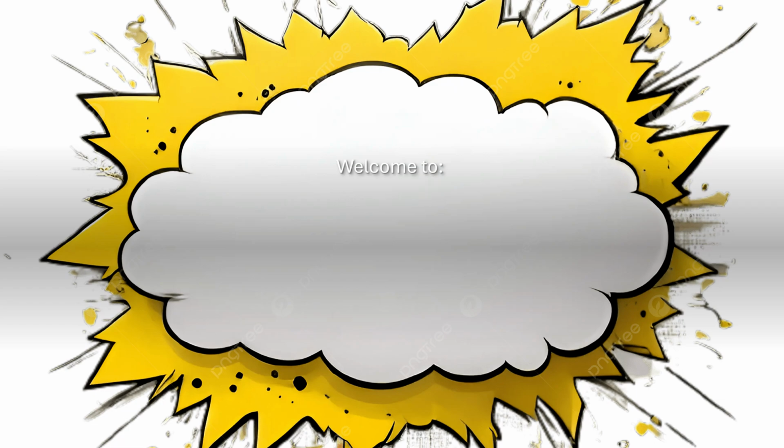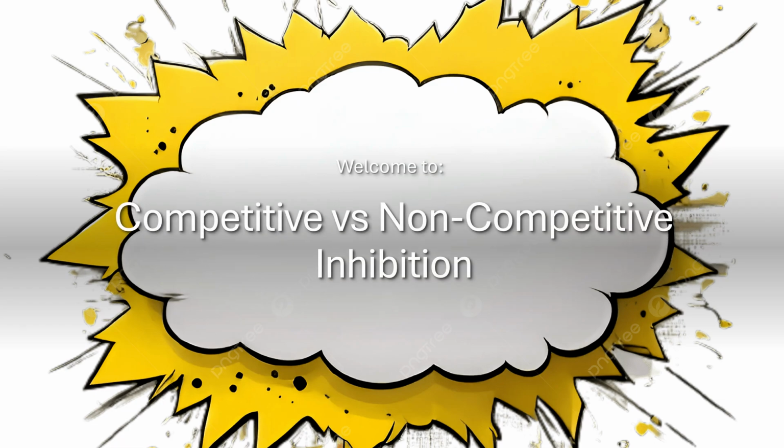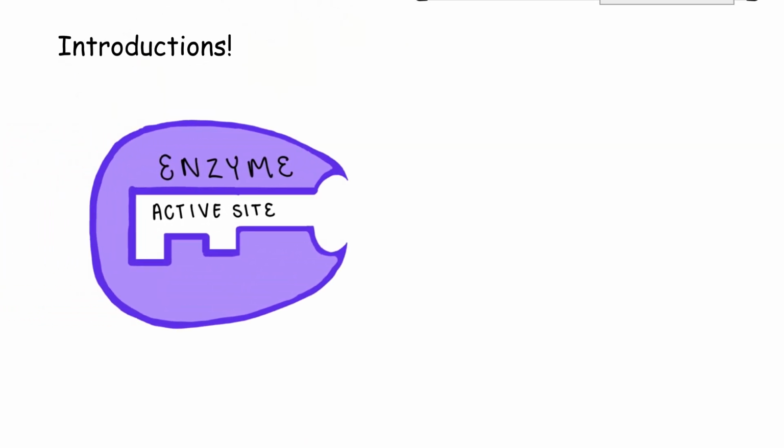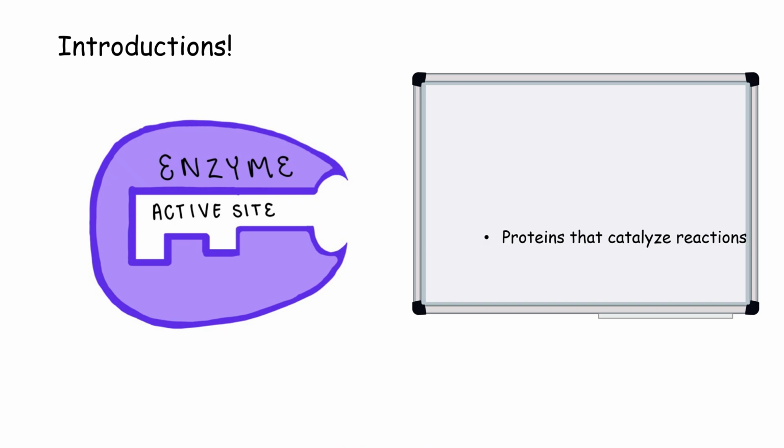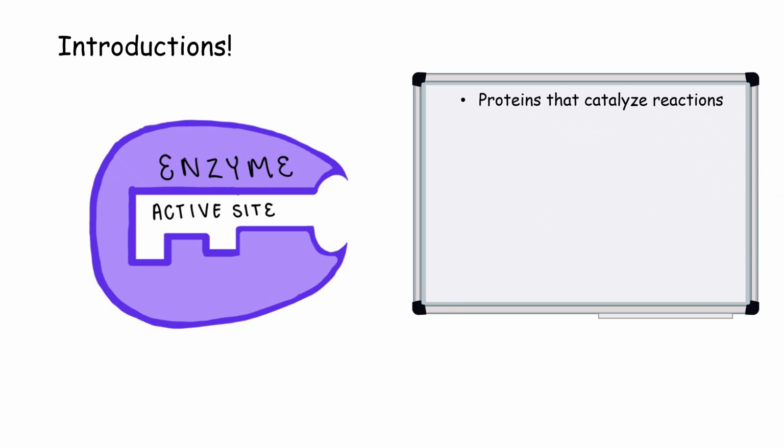Welcome to competitive versus non-competitive inhibition. Before we dive into the mechanisms of each, let's first introduce the key components. This is an enzyme. An enzyme is a protein that catalyzes reactions by lowering the activation energy.